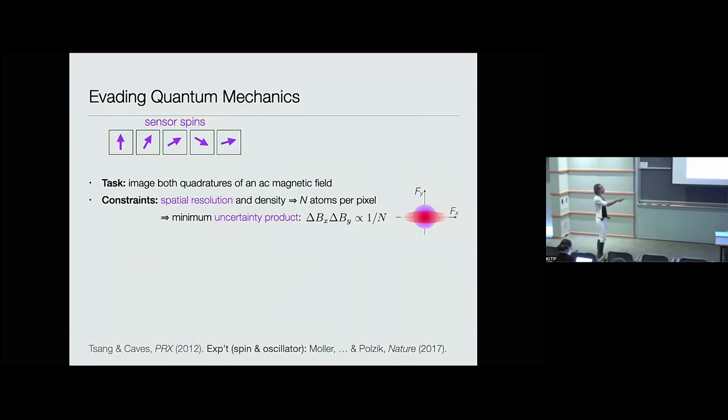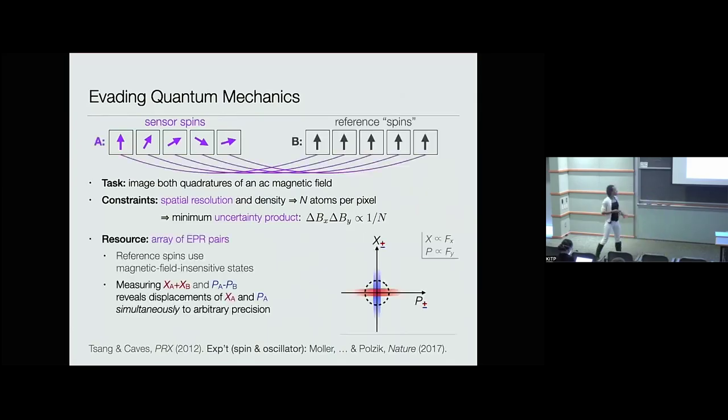And even if I squeeze each of these ensembles, I can maybe win in one quadrature, but I'll lose in the other. So if I want to do better, the resource that I should use is to actually entangle these sensor regions. This is where I'm trying to sense my field with high spatial resolution. I could entangle them with some reference spins in this EPR type of entanglement. So why is that useful?